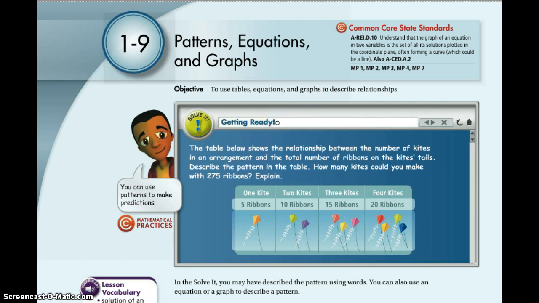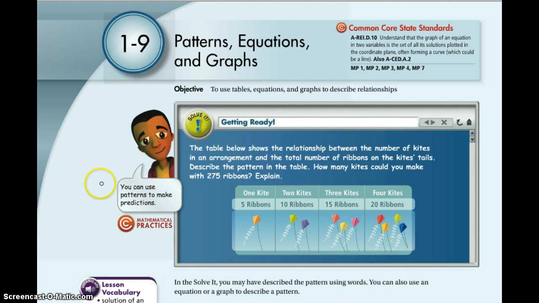All right, so in this first problem, it says the table below shows the relationship between the number of kites in an arrangement and the total number of ribbons on the kites' tails. Describe the pattern in the table. How many kites could you make with 275 ribbons? Explain your answer. What they're trying to get you to do is recognize that this situation can be translated into a table.